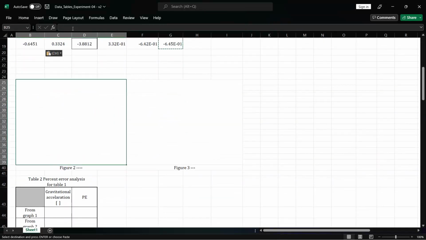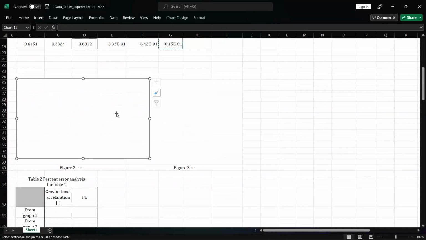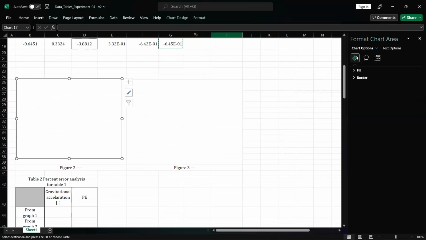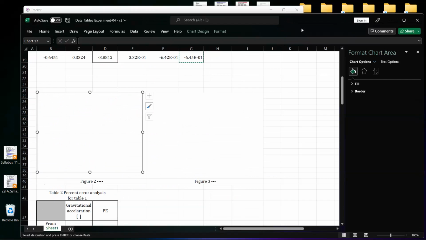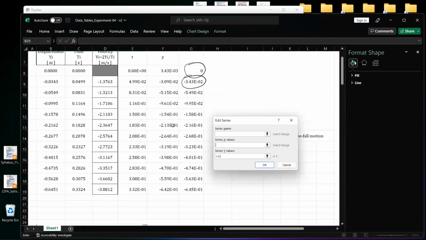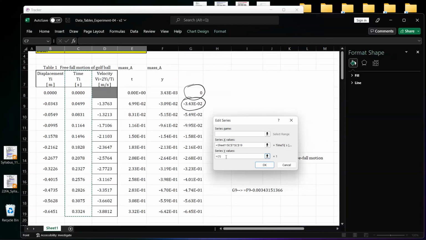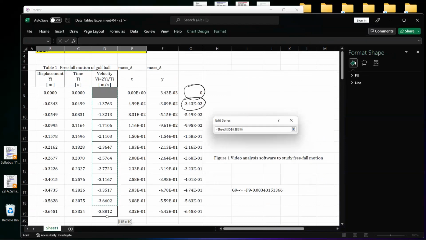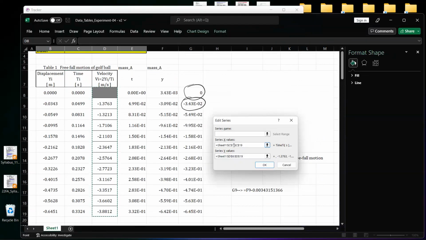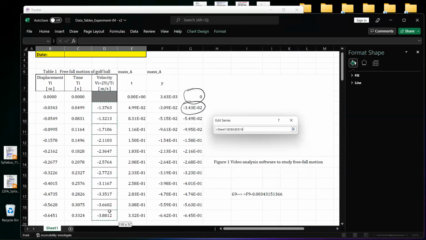So here, let's make a graph, insert, scatter plot, and our graph, figure number 2. Double click on the graph sheet. Chart design. Select data and x values. We need time, y values, we need velocity. We should get rid of the zero for velocity graph. Okay. Good.